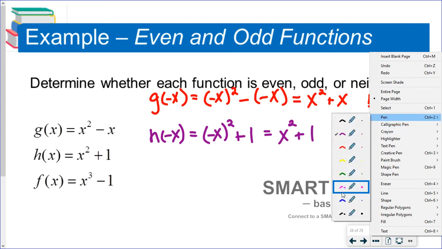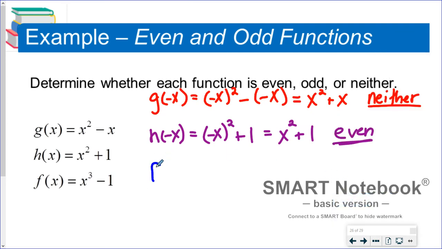And last but not least, we will look at f, and I will look at f of negative x. When we do this, we have negative x quantity cubed minus 1. Well, negative x cubed is negative x times negative x times negative x. So the negative is going to stay, negative x cubed, and then we still have minus 1. So is this the exact same as what we started with? No, it is not. So it's not even. Is it the exact opposite of what we started with? No, it is not, because this is still a negative here. So it's not even, it's not odd. Therefore, this is neither.